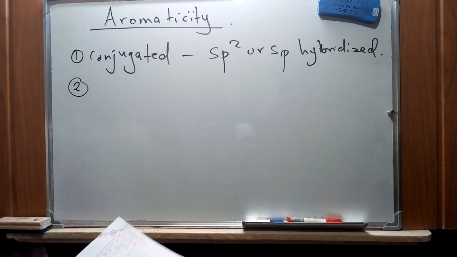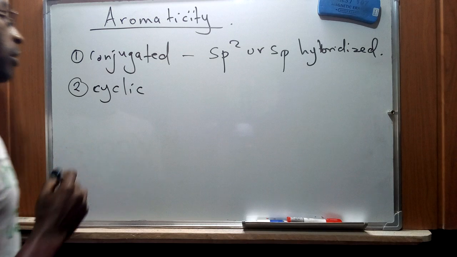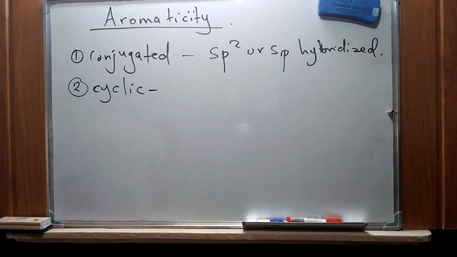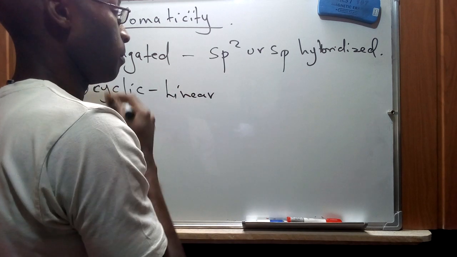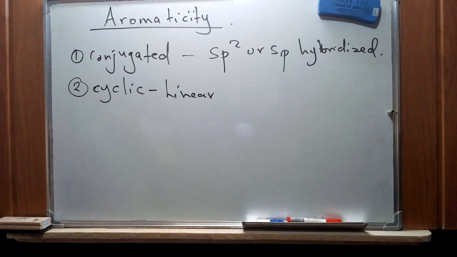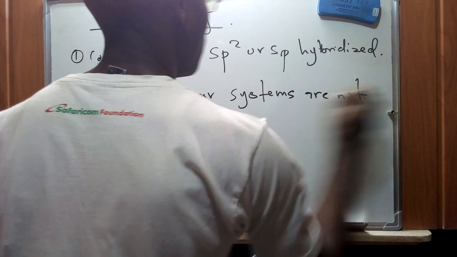Condition number 2 is that they should be cyclic. This rules out aliphatic compounds, for example branched chains, being aromatic. So when we talk about aromatic compounds being cyclic, this means that linear systems are not aromatic. As I mentioned, the chiral, branched, and even long-chain or chain series of compounds cannot be aromatic. Therefore, the linear systems are not aromatic.